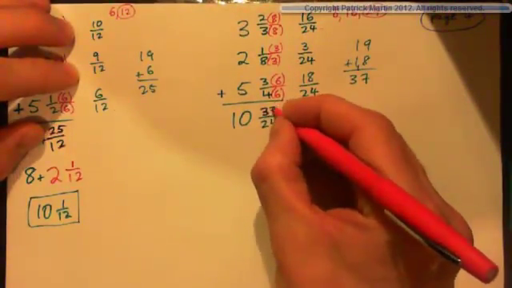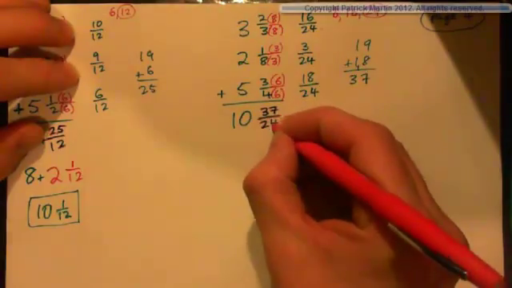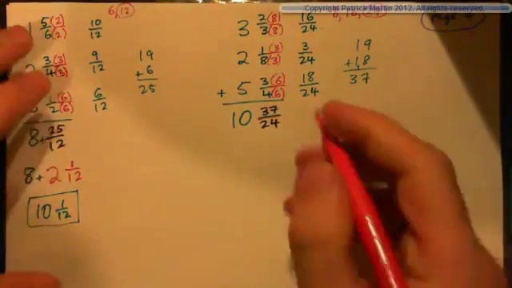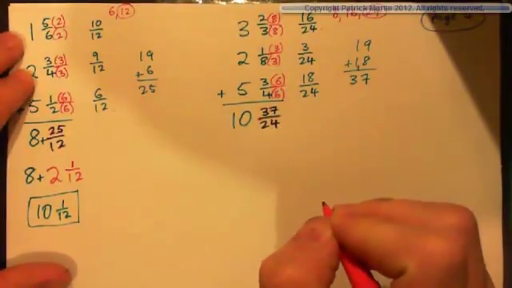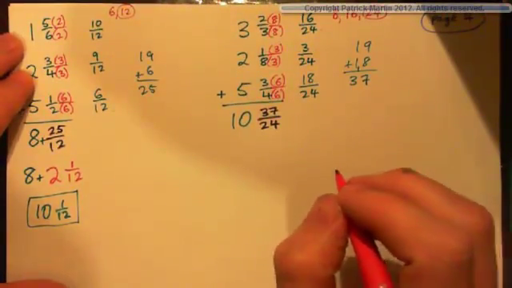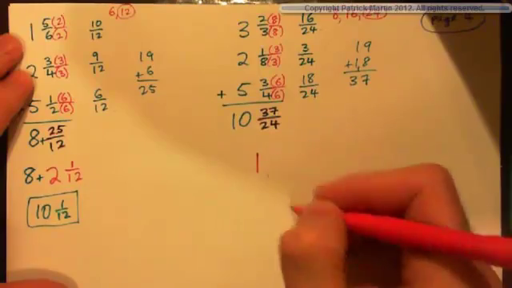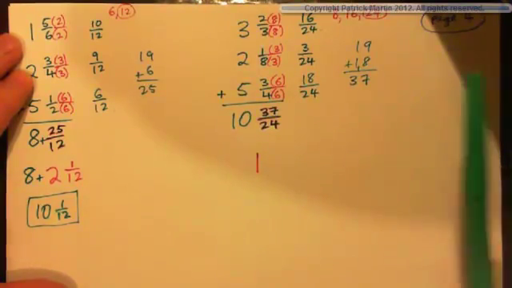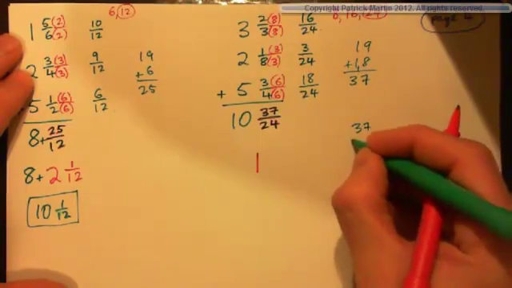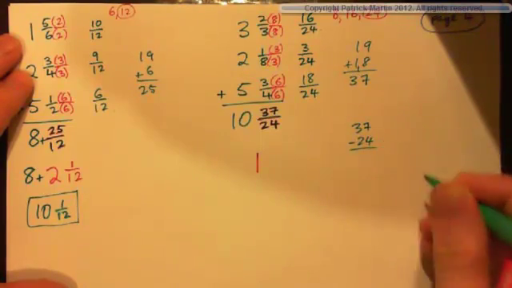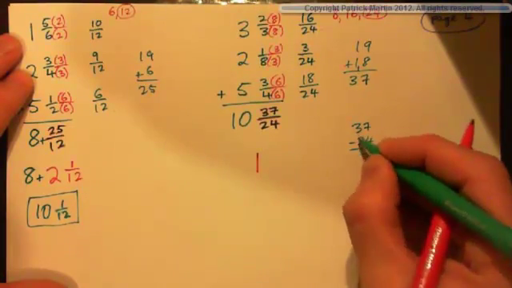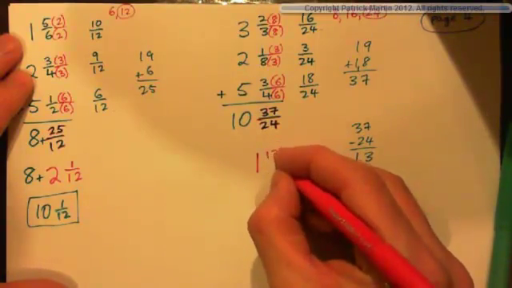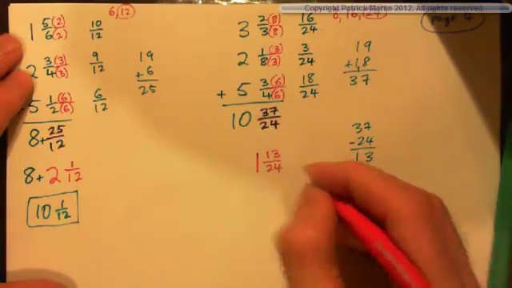So this is an improper fraction. Got to write that as a mixed number. 24 into 37 goes how many times? 1 time. And remainder what? You've got to go 37 minus 24. 7 minus 4 is 3, and 3 minus 2 is 1. So 1 and 13 24ths.